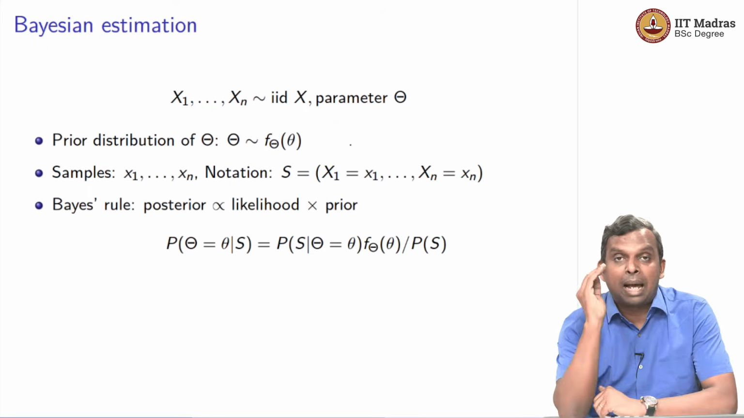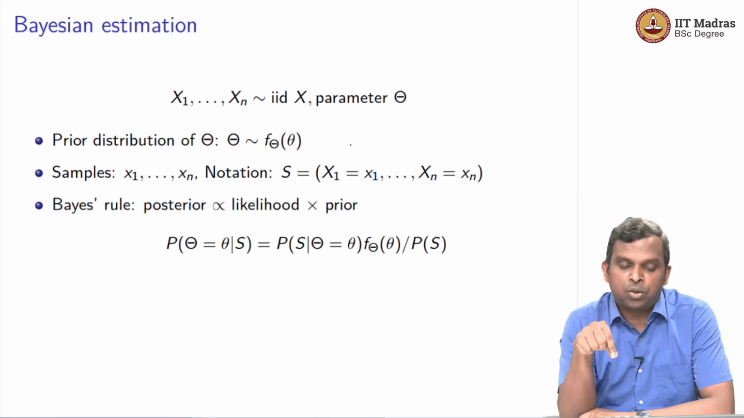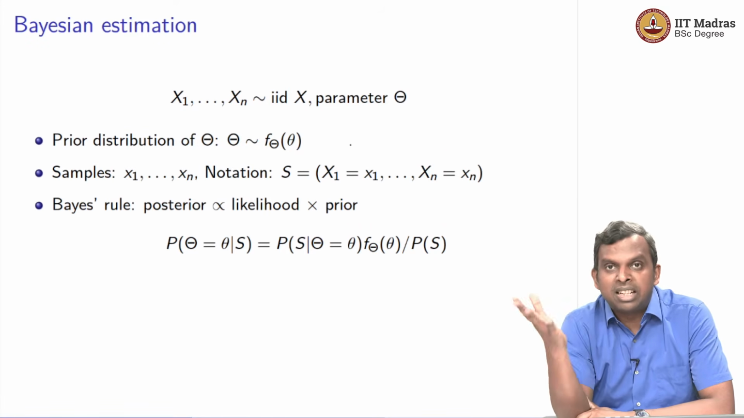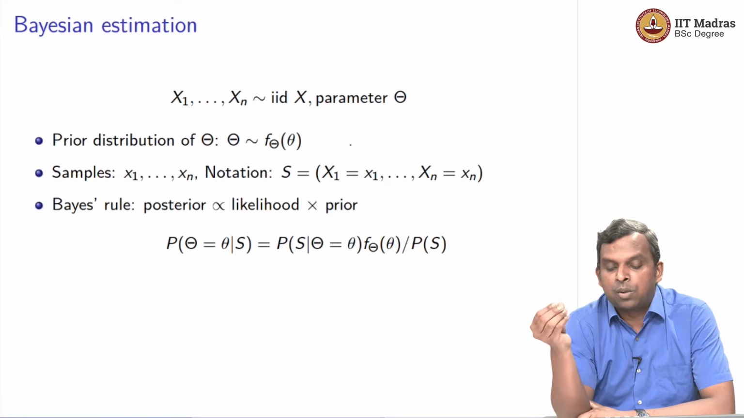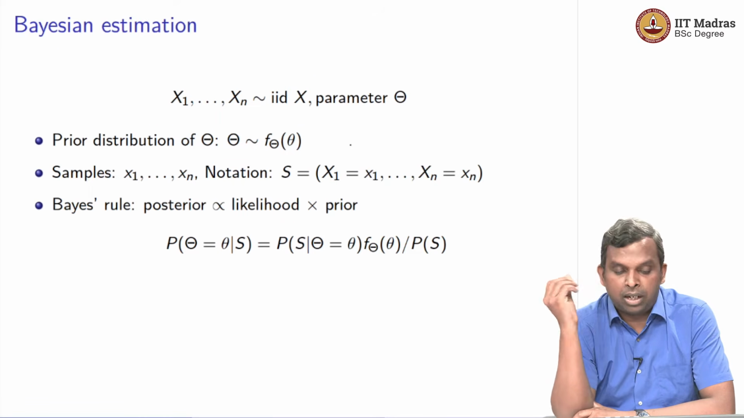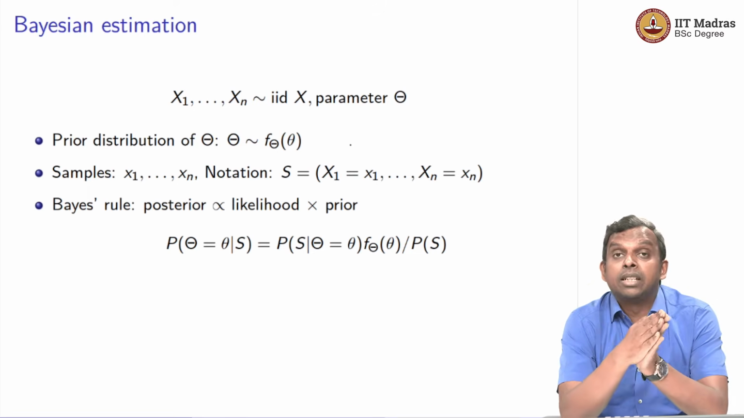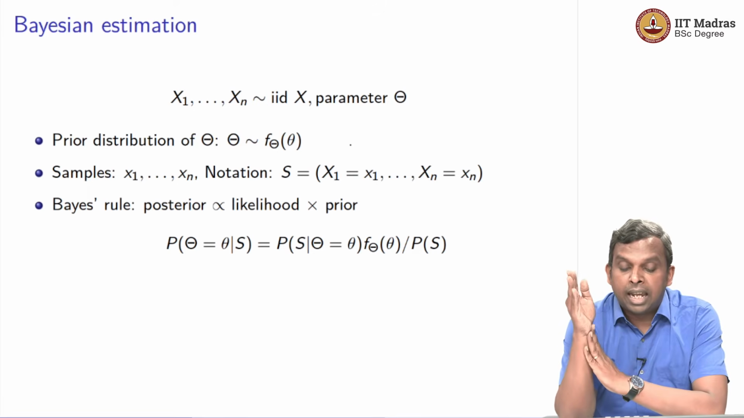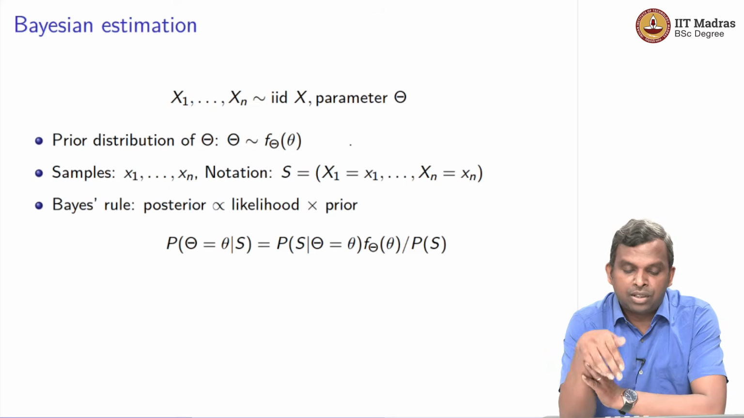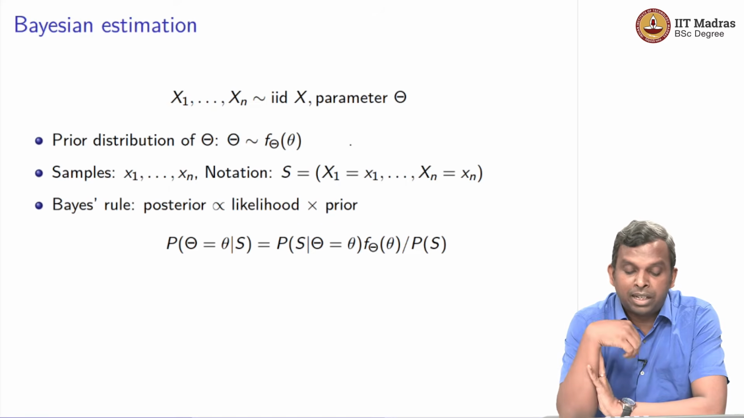Okay, so I have samples small x1 through small xn. I will use this notation S to denote that I observed these samples: capital X1 equals small x1, capital Xn equals small xn. Now comes Bayes rule. Bayes rule says posterior is proportional to likelihood times prior. This is a good way of remembering Bayes rule.